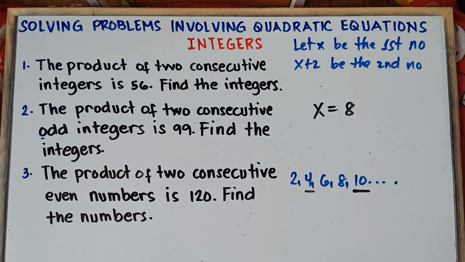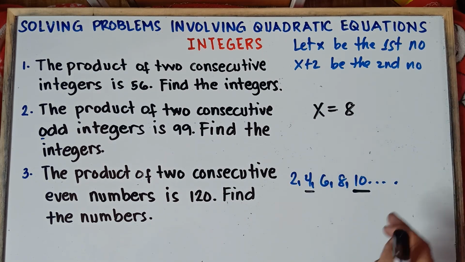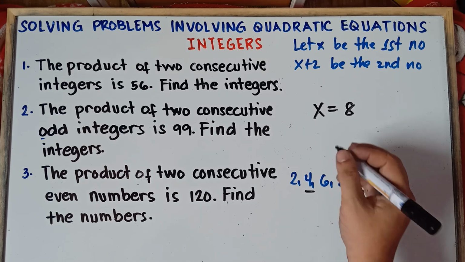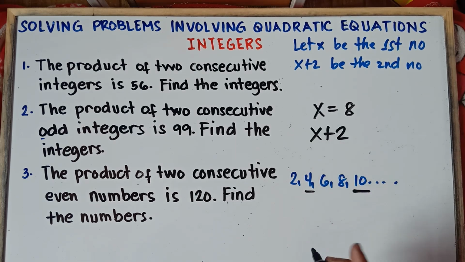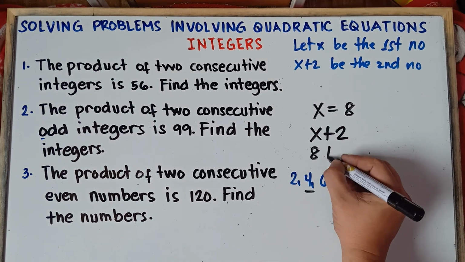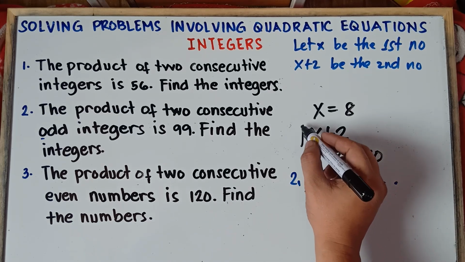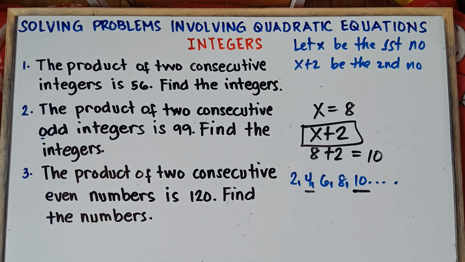Question, how will you get 10? Of course, simply add 2 to 8, right? 8 plus 2, that is 10. So therefore, the next expression will be x plus 2. Why is that, sir? Because if x is equal to 8, 8 plus 2, the answer is 10. Therefore, our next number will be x plus 2. I hope it's clear for you, class, with regards to this one.